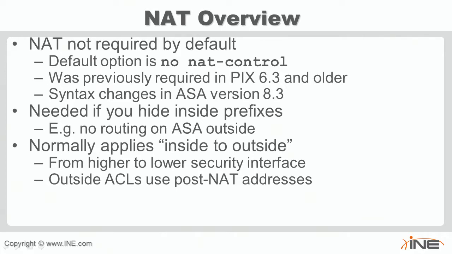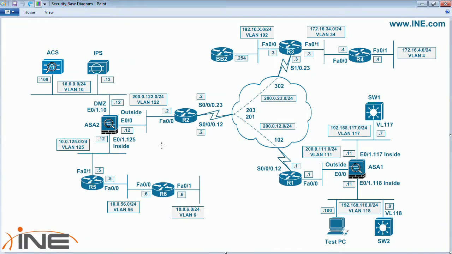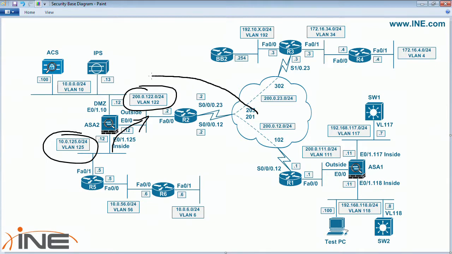So if we have a case where on ASA 2, we have the 10 network on the inside, and we have publicly routable addresses on the outside. We have this 200 network. If we are translating the 10 to the 200, when the traffic is returning back inbound, the ACL classifier is going to be looking at the inside global addresses, or essentially what we are translating to, as opposed to the inside local addresses, or what we are originally sourcing the traffic from.